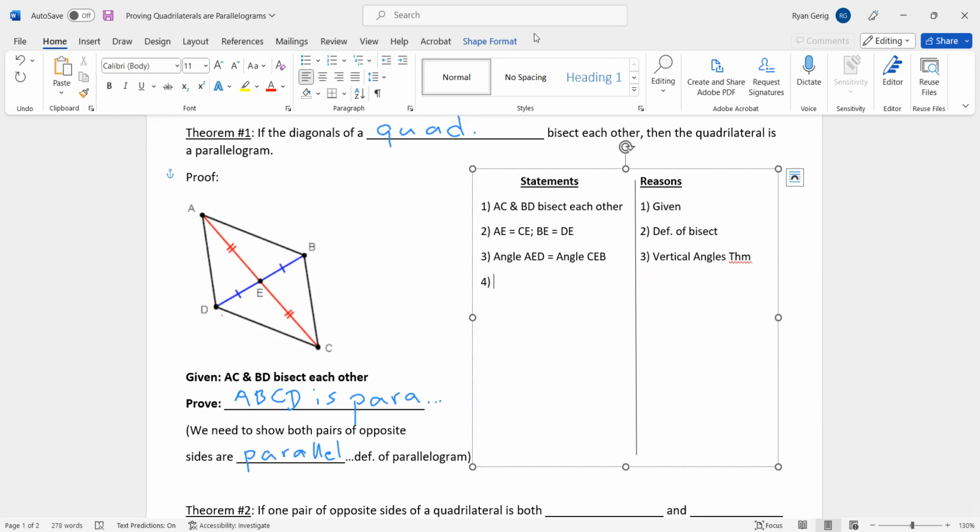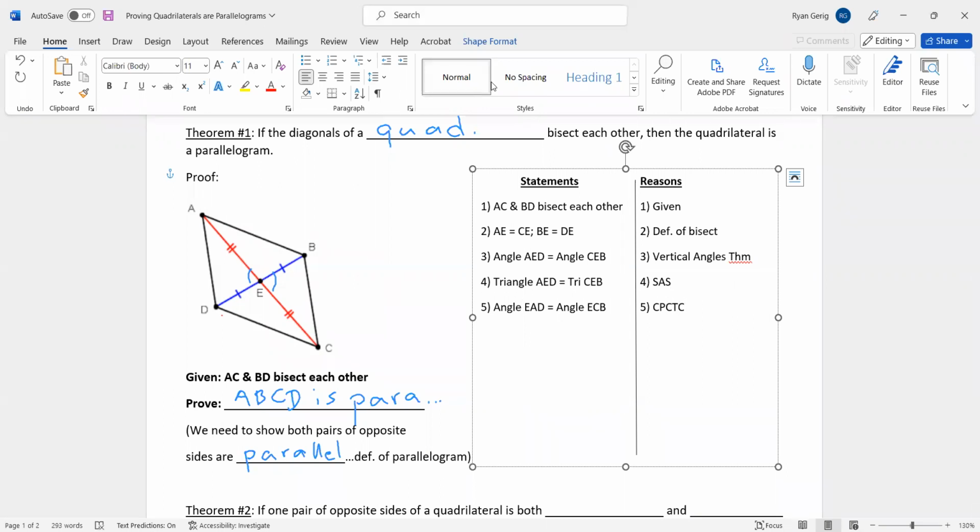I'm going to mark these things down real quick. AED is that angle. CEB is that angle. Those are vertical angles, which is enough to say that triangle AED equals triangle CEB. That's side angle side. If the triangles are congruent, I could then say that angle EAD is equal to angle ECB by CPCTC.